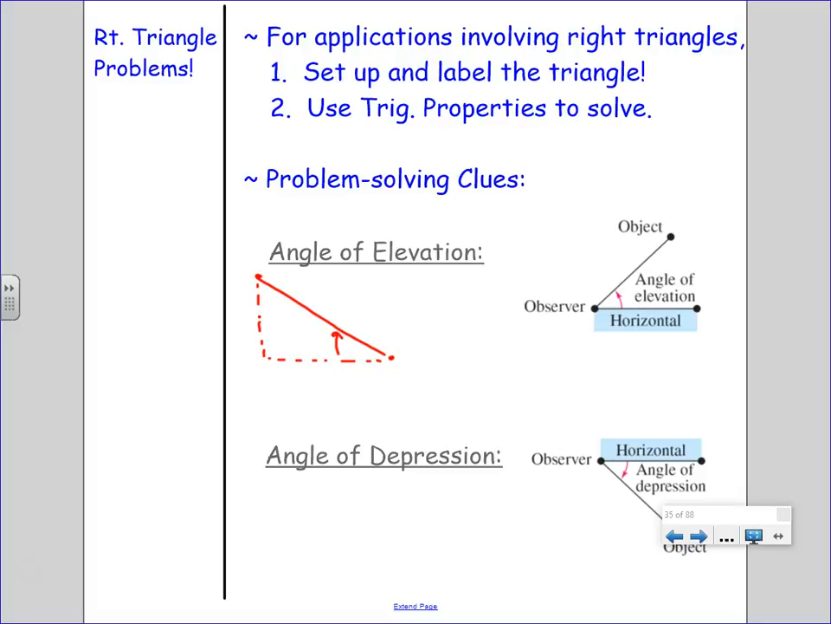People in the hot air balloon looking down at someone on the ground. That could be an angle of depression. But here's the tricky thing. You're like, wait, it's just the balloon and this person. Why is there an angle? Hot air balloon.